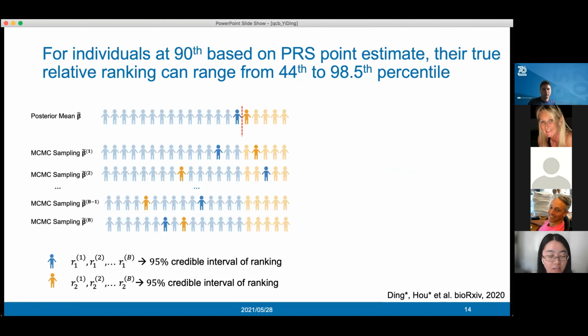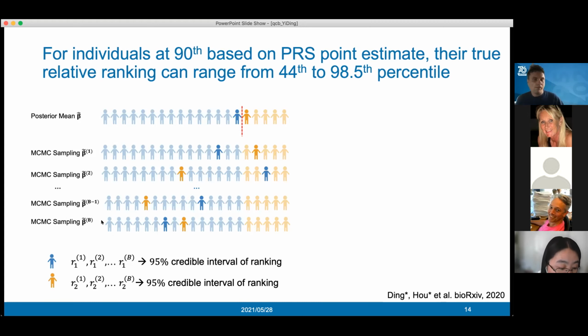After we have seen such a large uncertainty in the classification, we are curious to see what the variance is in the PRS-based ranking. Especially, we want to see, for individuals at the risk stratification threshold, what their possible true relative rankings in this population are. For example, take these two individuals around the 90th percentile of risk in this population. If we take a specific genetic posterior sampling, compute the PRS, and then compute the ranking based on the PRS for all individuals, we find this blue individual might have a lower risk and this yellow individual a higher risk. However, if we take another sampling, this yellow individual will move to the lower-risk end, and this blue individual will move to the higher.